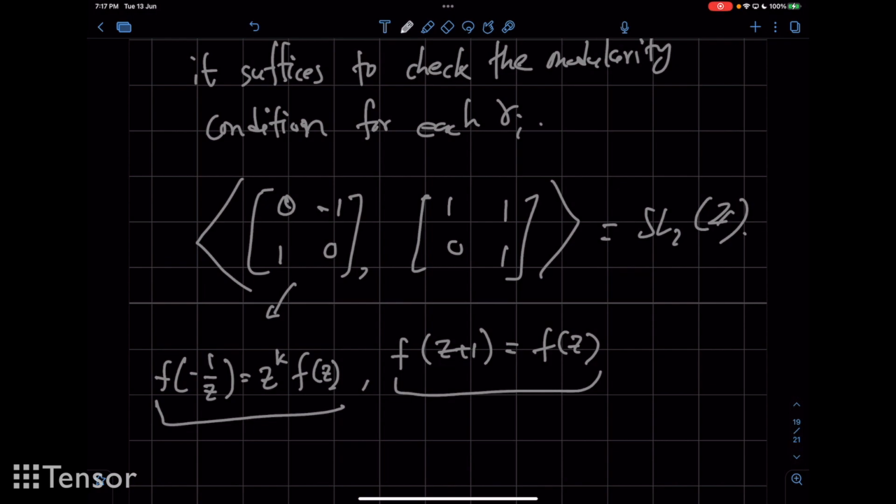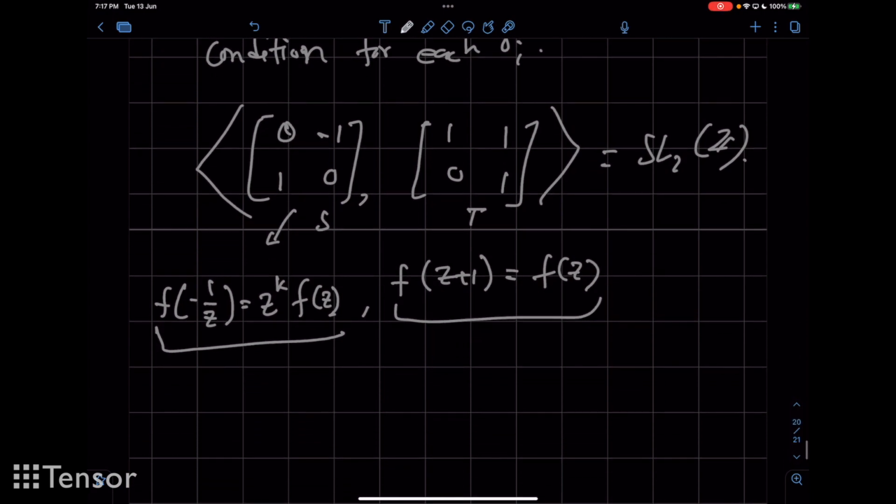Are those unique generators, or are there other pairs? Oh, that's a very interesting question. Suppose I denote this matrix by S and this is T. Then you can prove that SL2Z is generated by S and ST as well. Right? Because you can write T as S inverse times ST. So the generator set is not unique.